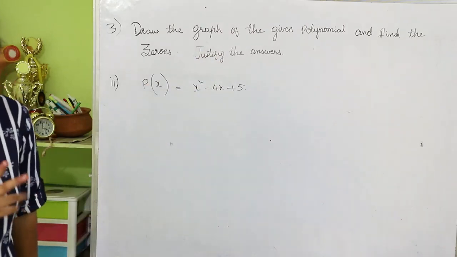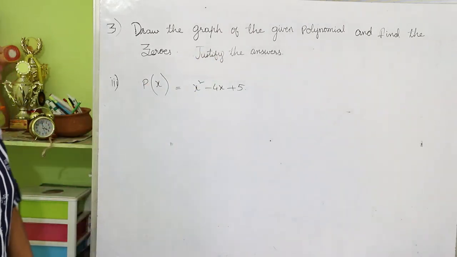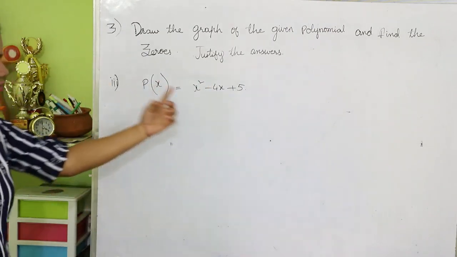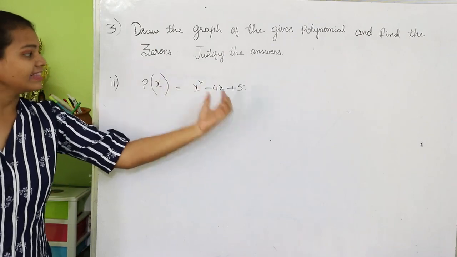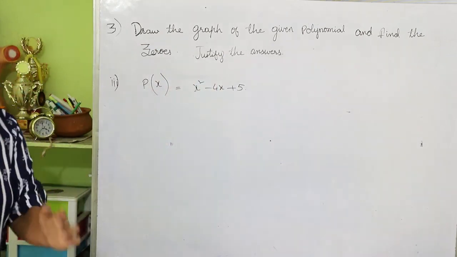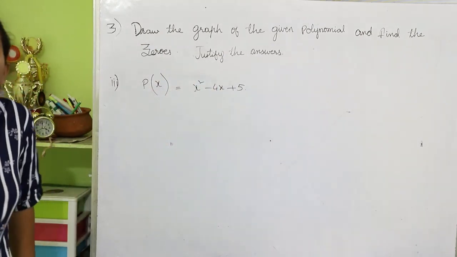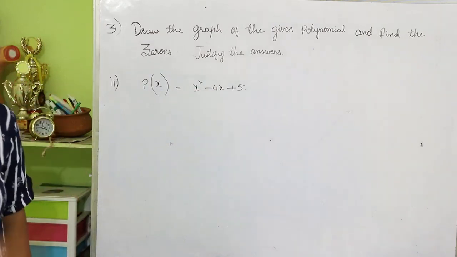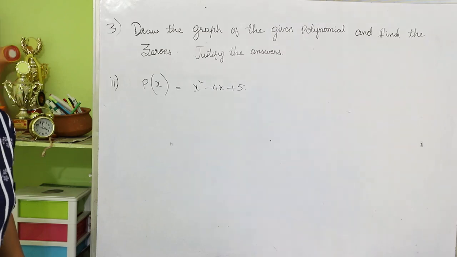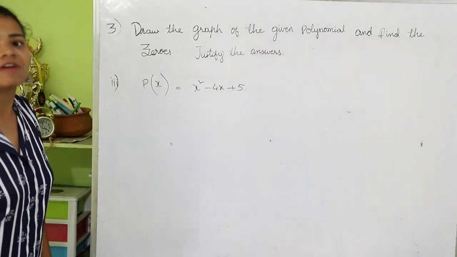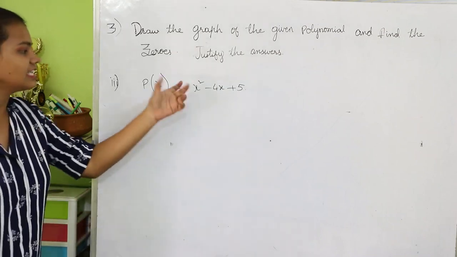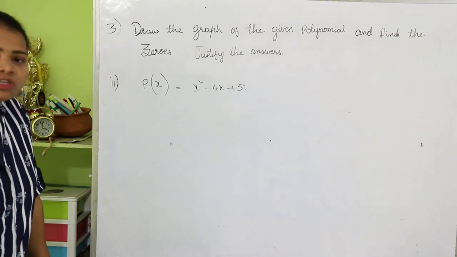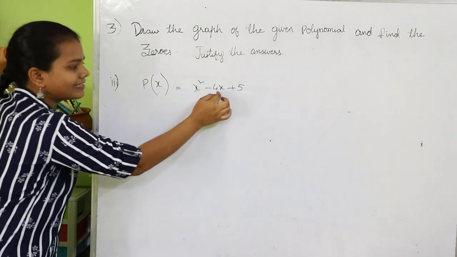Now to find the zeros of this given polynomial, if you observe this polynomial, x square minus 4x plus 5, we cannot split this polynomial into factors. The factors are impossible for this given polynomial. Therefore, the zeros are also impossible for this polynomial. So for this type of polynomial, we won't get zeros, because we cannot split it into factors.